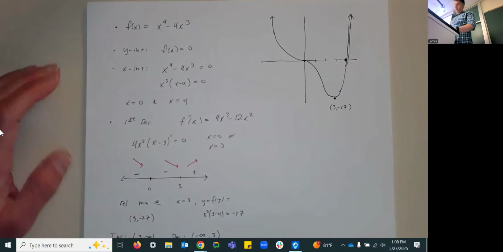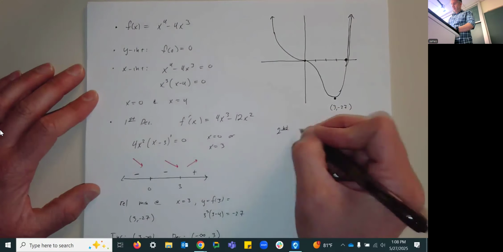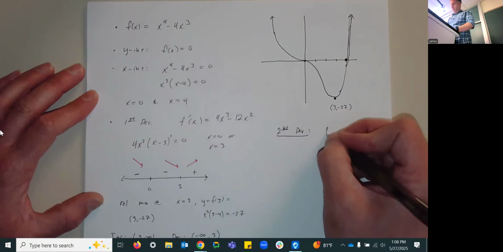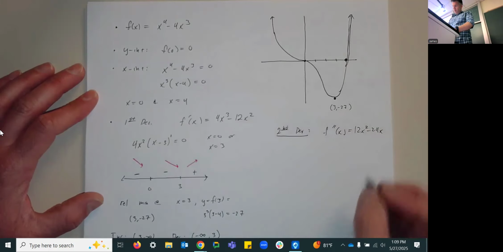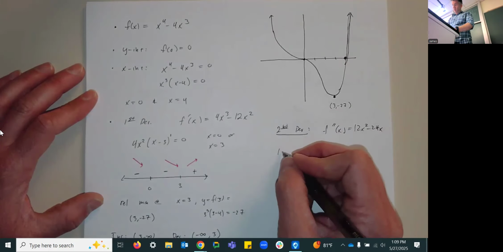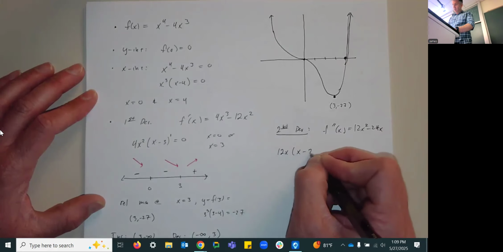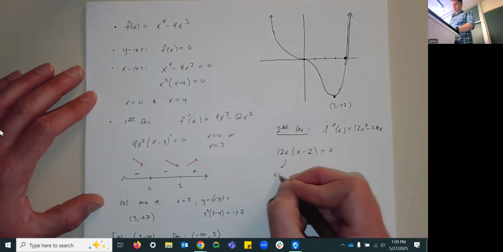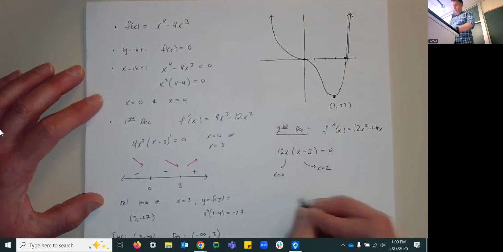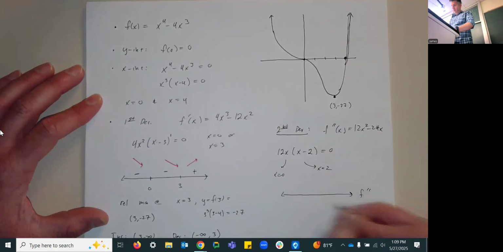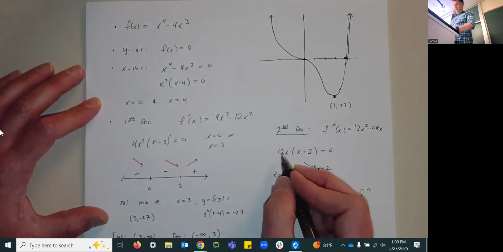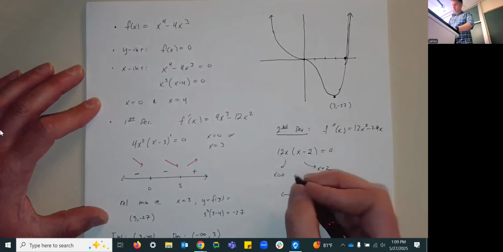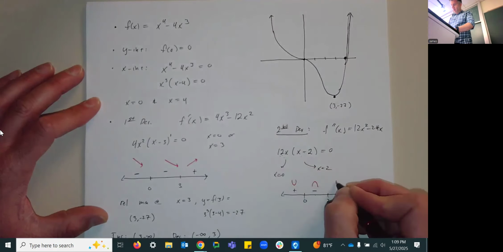Now, let's go ahead and find the second derivative stuff. So for our second derivative, which is f double prime of x equal to 12x squared minus 24x, if we factor out a 12x, we're left with x minus 2. So we're either going to get x equal to 0 or x equal to 2. We'll put that on our second derivative number line. Well, if we plug in 3, positive times positive is positive. Plug in 1, positive times negative is negative. Plug in -1, negative times negative is positive. So our function is concave up, then concave down, then concave up.